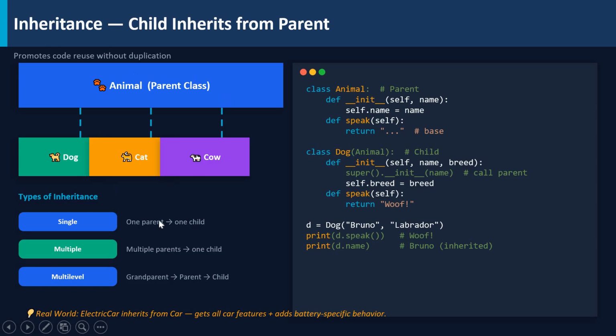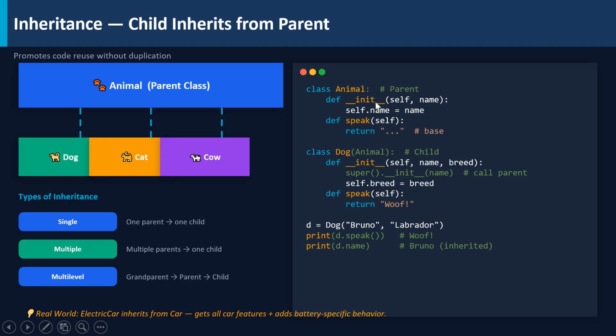Here we will have different types of inheritance: single inheritance, multiple inheritance, and multi-level inheritance. Single means one parent, one child; multiple means multiple parents, one child; multi-level means grandparents, parents, and child. That is how it is implemented. Now we will understand how to create a child class. Class animal is a simple class that we have already created previously.